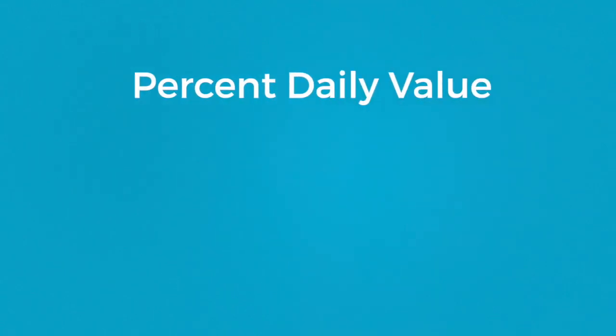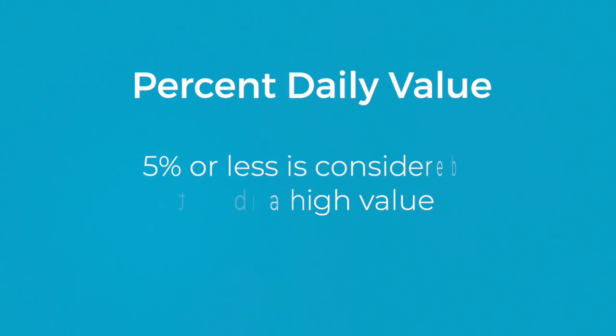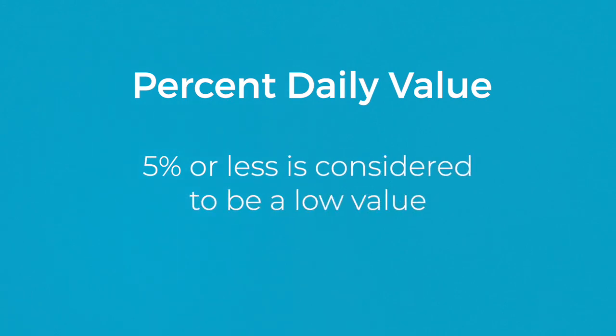So looking at this, a food is going to be high in a particular nutrient if it is showing 20% or greater of the percent daily value provided in the food, and it's going to be low in a particular nutrient if it is showing 5% or less of the percent daily value provided by the food. That doesn't mean we shouldn't eat certain foods, but looking at this example, we can see that this food is low in vitamin D, calcium, and potassium.